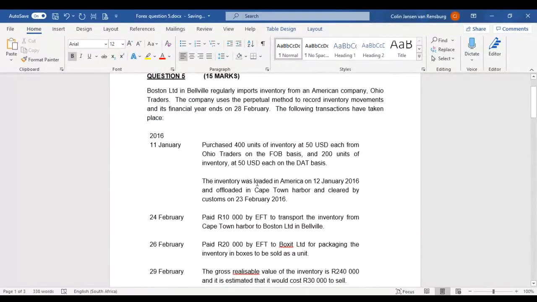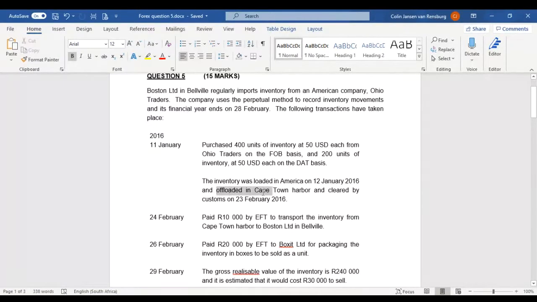Okay, so now let's go and have a look at our second part of that same purchase transaction. They say we also purchased 200 units of inventory at $50 each, but then we have negotiated the delivered at terminal basis. Now we've got to have a look at this sentence again. The inventory was loaded in America on the 12th of January, so we know that related to the FOB, free on board basis.